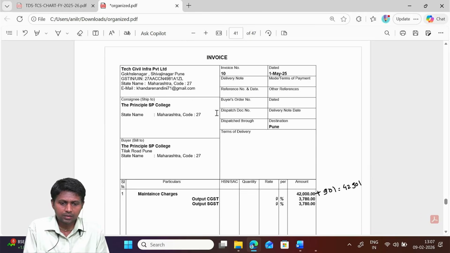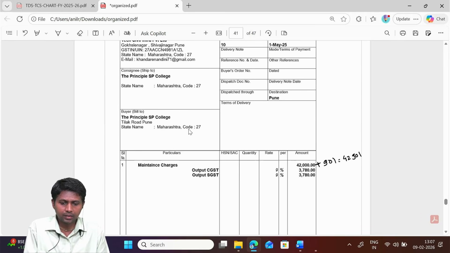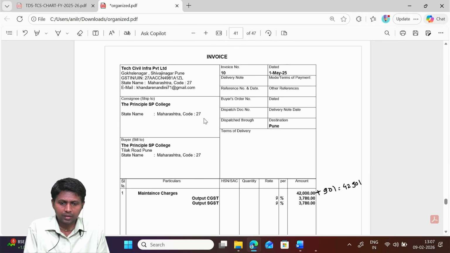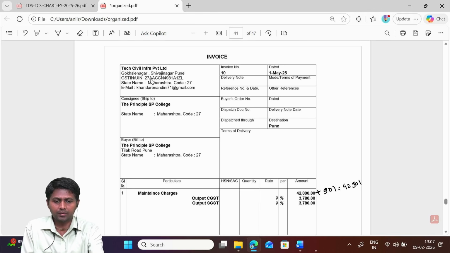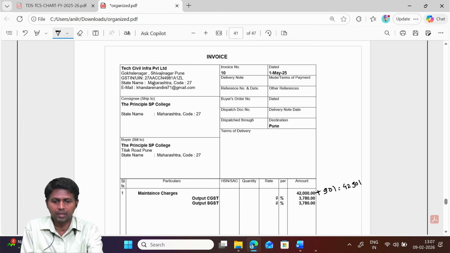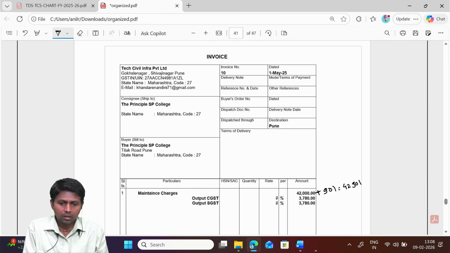I have revised it. Now my bill amount 01. I got the bill from Tech Civil Infra Private Limited. The bill number or invoice number is 10 and on 1st May. TAN number, GSTN number is given. In GSTN, you will get PAN as well. In GST, PAN is included. After state code, 10 alphanumerics you will find. What are those? Those are composition of PAN. Then the number of registration and then some alphabets you'll get.